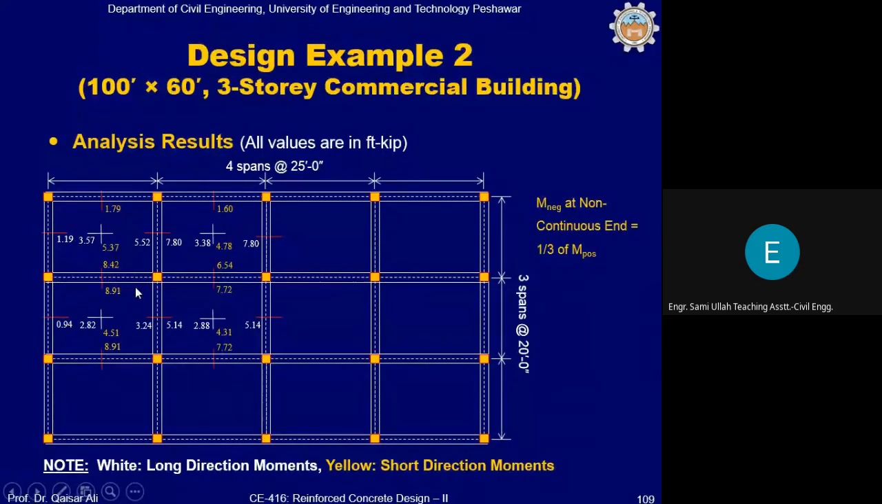the common support between different panels. For example, this support is common between panel 1 and panel 2. So one negative moment value will come from panel 1 and the other negative moment value will come from panel 2. Clear? So which one will be picked for the design? दोनों में हम कौन सा लेंगे? 8.91 is greater. 8.91 will be taken for the design.